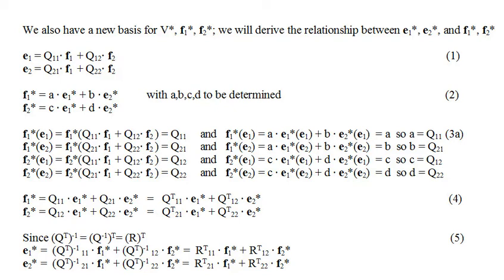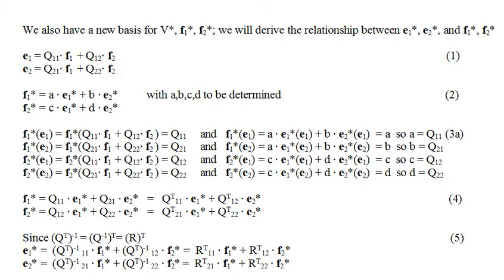Line 1 shows the E basis vectors as sums of F basis vectors from the previous slide. In line 2, we have the direct transformation from the E star basis to the F star basis, and at this point the coefficients A, B, C, and D are to be determined.